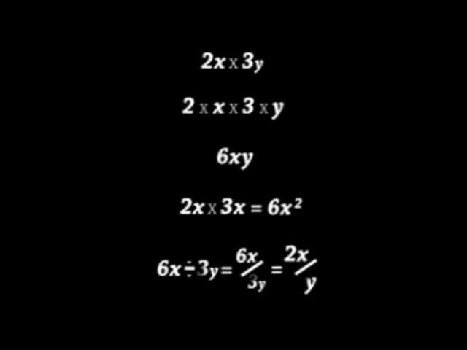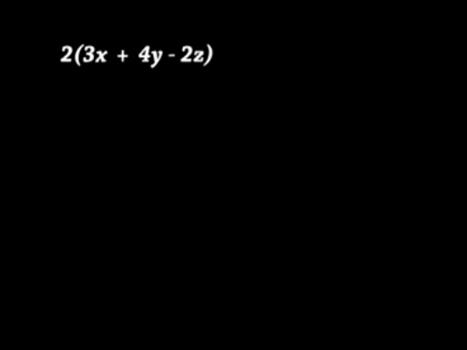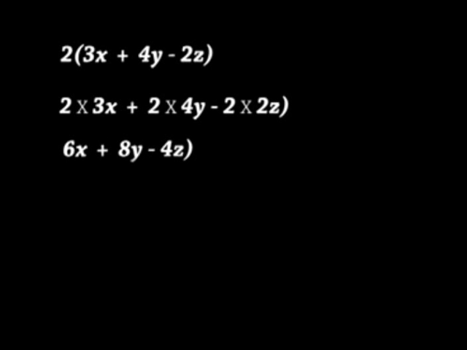When you multiply an expression in brackets with a number outside the same bracket, ensure that all parts of the expression have been multiplied. For example, 2 into (3x plus 4y minus 2z) means that 2 times 3x plus 2 times 4y minus 2 times 2z, which gives us 6x plus 8y minus 4z.